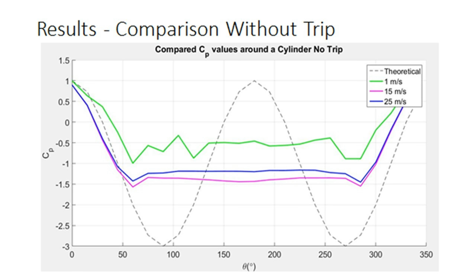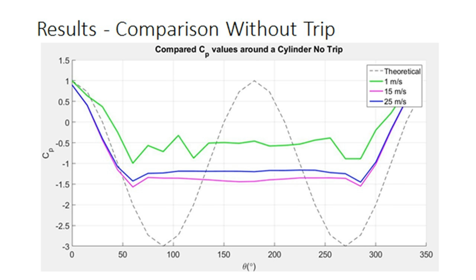Without a trip strip, the three airspeeds are shown. 1 meter per second has the most separation, followed by 25 meters per second, then 15 meters per second. It seems that high speeds may be slightly less efficient than medium speeds.